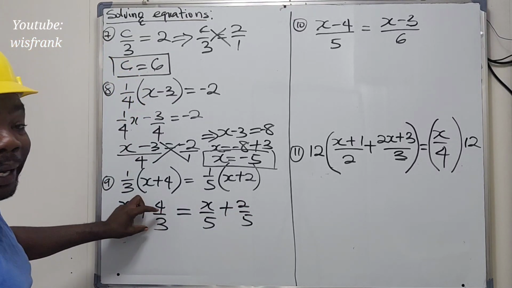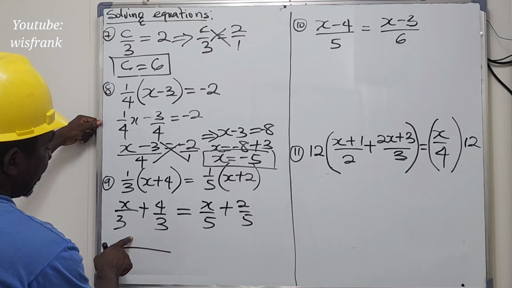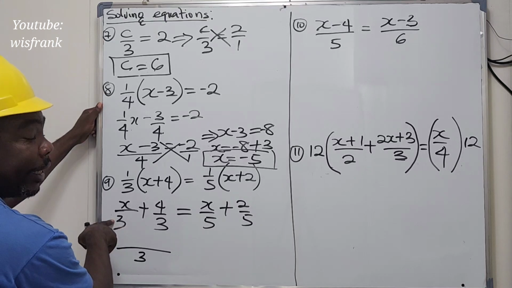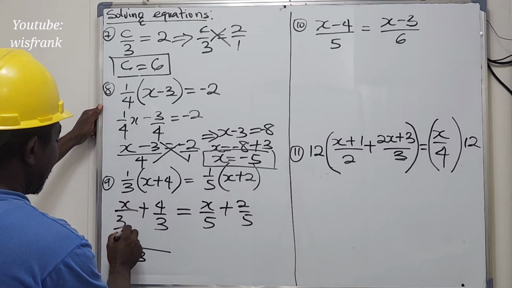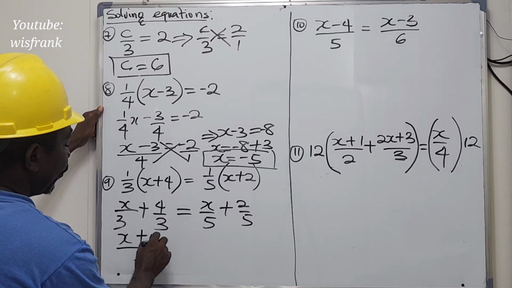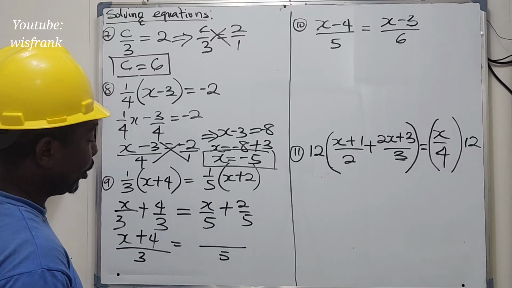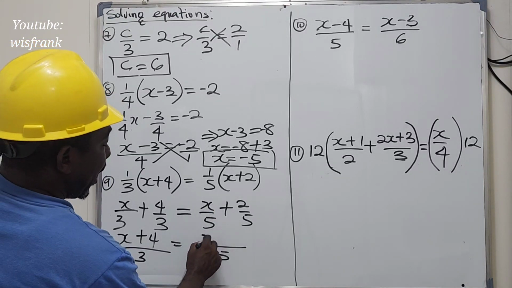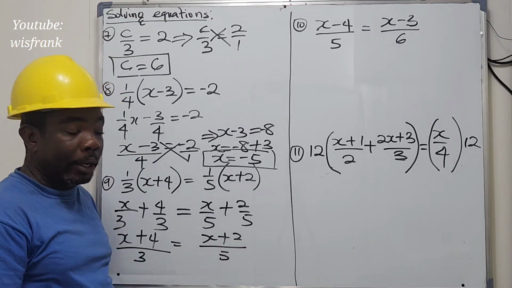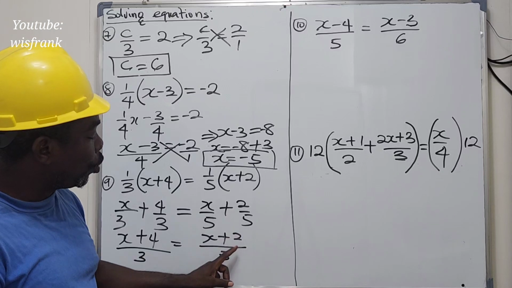So for us to solve this, we need to add this fraction by having the LCM of the denominators. The LCM of these is 3. Then we have 3 divided by 3 is 1. 1 times x, we have x. Then we have 3 divided by 3 is 1. 1 times 4, we have plus 4. Equals the same thing here. We have 5 as the LCM of the denominator. So we have here x plus 2. That's 5 divided by 5 will be 1. 1 times x will be x. 5 divided by 5 will be 1. 1 times 2 will be 2.